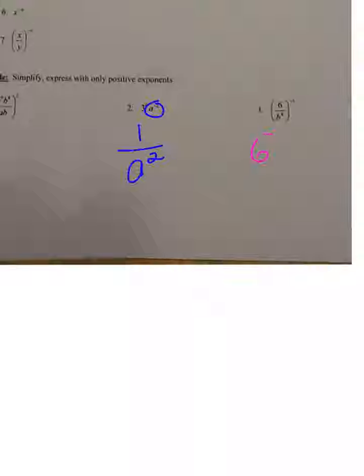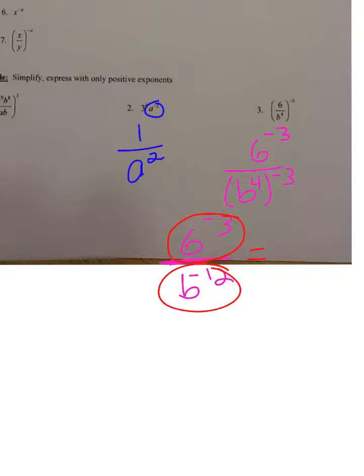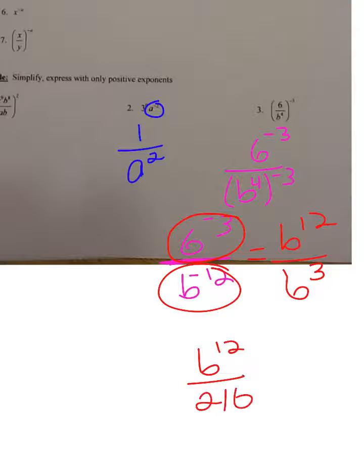So I have 6 to the negative 3 over b to the 4th to the negative 3. So I have 6 to the negative 3 over b to the negative 12. So to make this positive, the exponent that's positive goes in the denominator, and this one becomes positive and goes in the numerator. So it's b to the 12th over 6 to the 3rd. 6 to the 3rd is 212. So it's b to the 12th over 216. Sorry, I said 6 to the 3rd is 212. It's actually 216. Okay, so let's flip it over and take a look at the back.